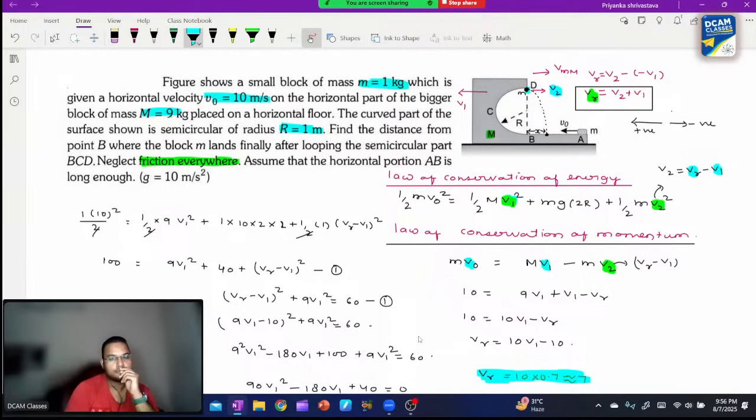Oh, sir, I got it, sir. The radius was given as 1 meter, so we should take 2 meters for the height accordingly. Yes, sir, 2 you have to take. Yes, sir. You made the same mistake, Haripriya.